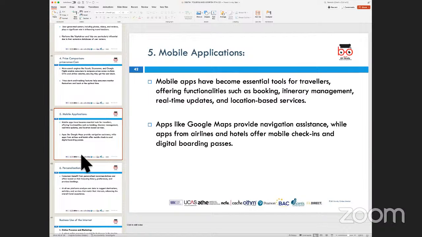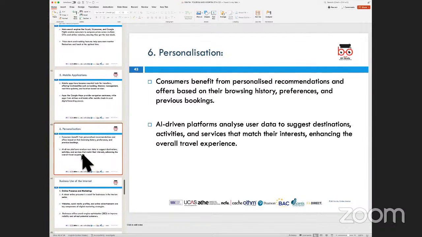Check in electronically, check out electronically, digital boarding passes, getting your receipts and your bills and everything online using the app is again one of the features which consumers are enjoying the benefits of when we look at technology.